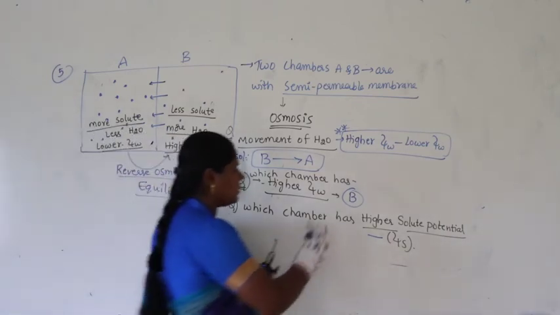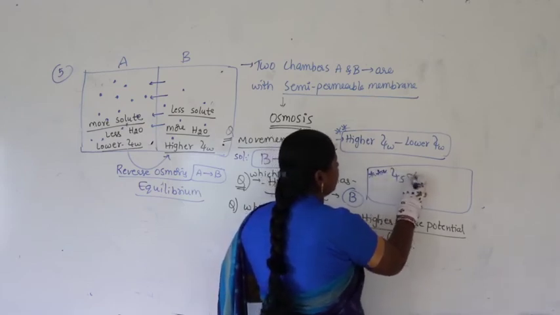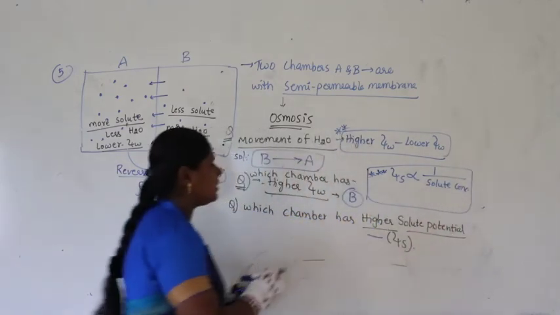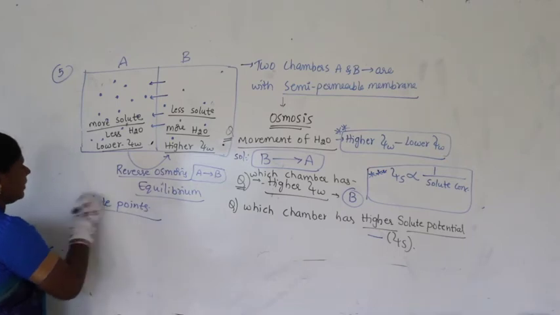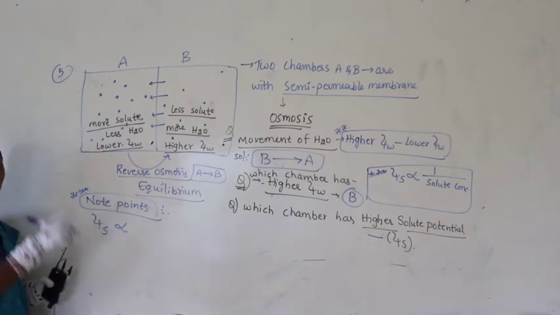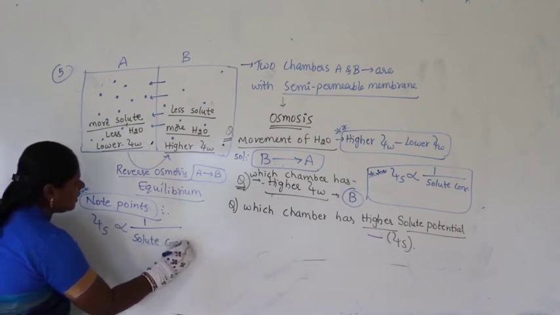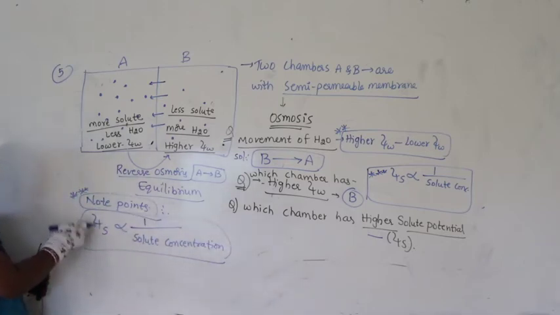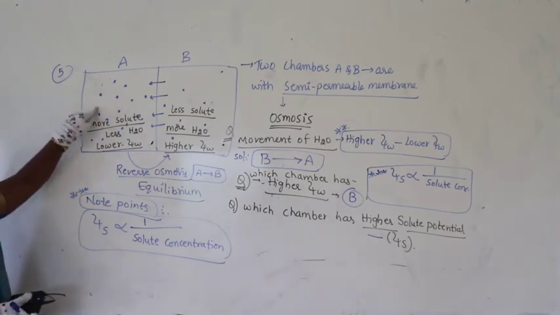Why? Because always remember, very important thing, solute potential is inversely proportional to solute concentration. Better I will write all the note points on this side. So let us take very important note points. Solute potential is always inversely proportional to solute concentration. What is the meaning of this? That means if solute concentration is more, solute potential is less. Chamber A has more solute molecules, that means it has less solute potential.